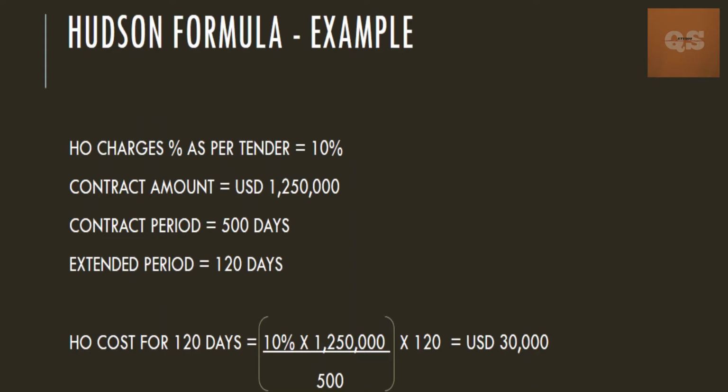This will give you your head office cost for 1 day. So this into the extended period, that is 120 days, will give you your head office cost for 120 days. When you calculate, you will get around US dollars 30,000. This is the head office charges that you have the right to get for this extended period of 120 days if you have used the Hudson formula.